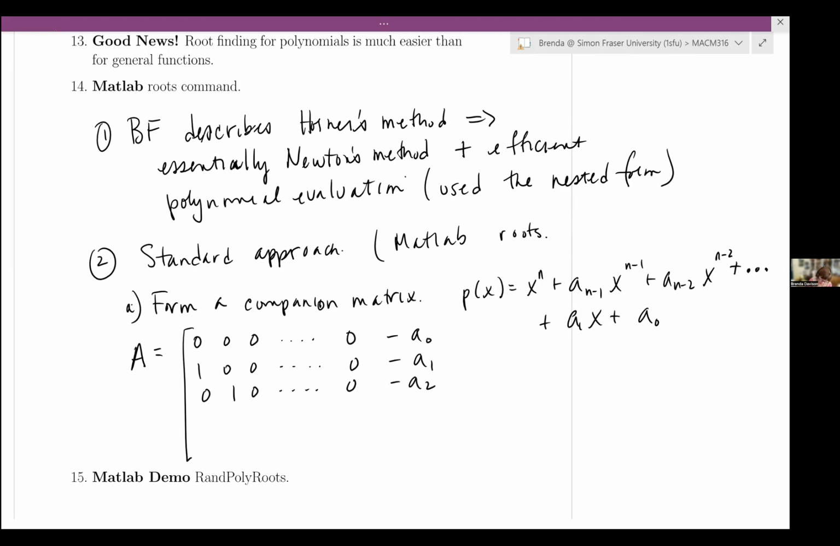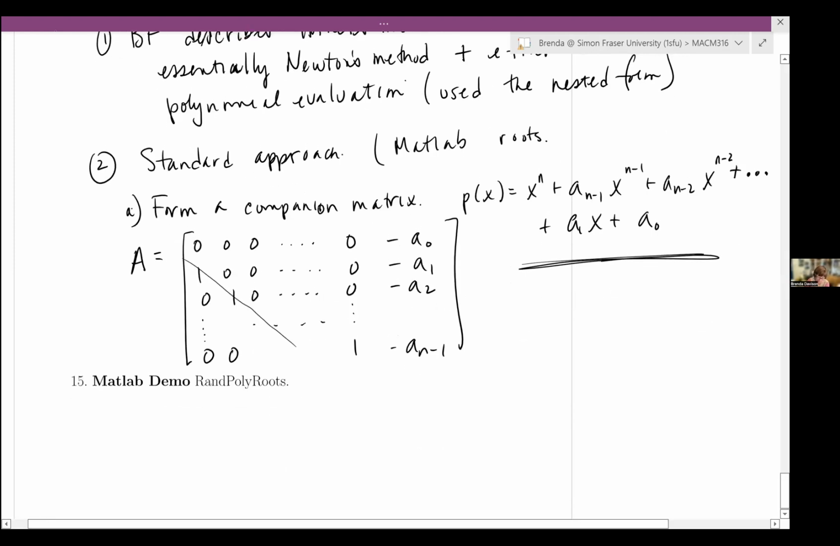So in the last column here, we're getting the negative of the coefficients in order from a_0 up to a_{n-1}, and then we're getting a series of ones along here. This is going to keep going like this, and the last one will be a 1, and then minus a_{n-1}. So there's the diagonal of ones coming down here like that. Okay, that is what's called the companion matrix associated with this polynomial.